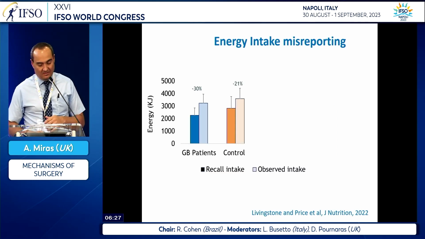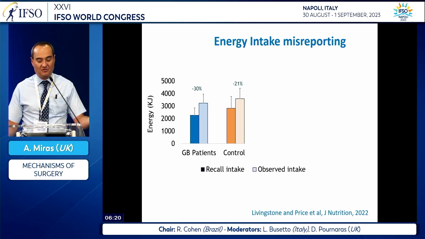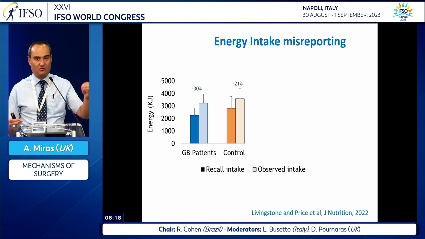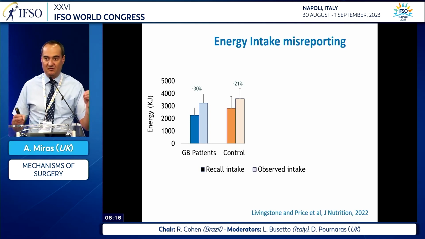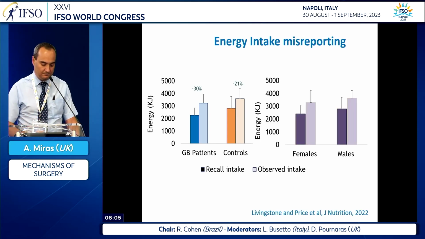So based on these calculations that we've done between when we asked people what they ate and what we measured, we saw that even in healthy controls, people who do not live with the disease of obesity, there is a very large discrepancy. So we're looking at 20 to 30% difference between what people tell you and what people do.